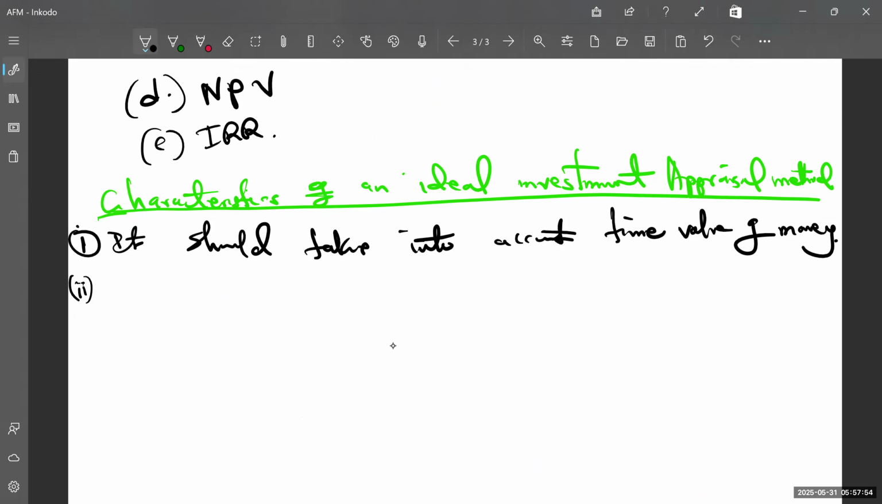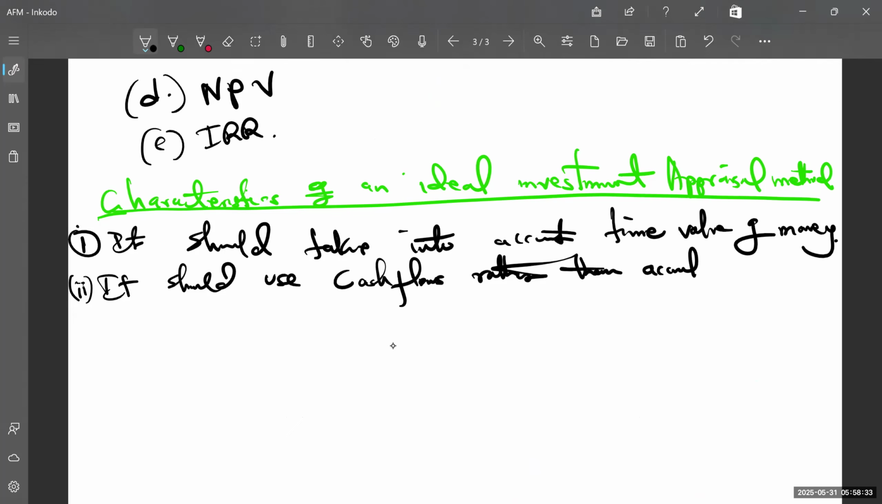That's why, whenever you want to choose the best investment appraisal method, remember that the method should be able to use cash flows instead of accounting profits, because accounting profits can make you make a wrong judgment or will not give you the correct perspective of the cash. Remember, as an investor, cash is king. Now, we say it should use cash flows rather than accounting profits. And I believe this is self-explanatory.